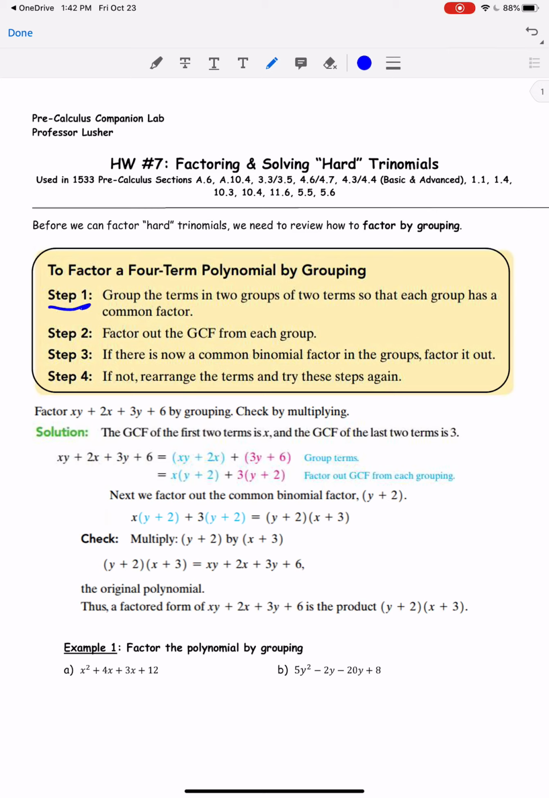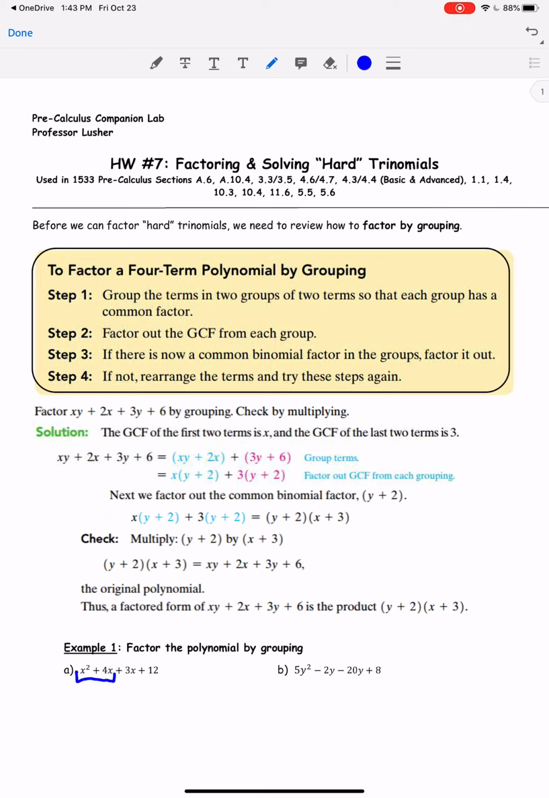So it says here, step 1 is to group the terms in two groups of two terms so that each group has a common factor. That is true. You do need to do that for everything we are doing today. That's already going to be done. So where we're actually starting is on step 2. Factor out the GCF of each group. So what I am doing is I am looking at these two terms and then these two terms.